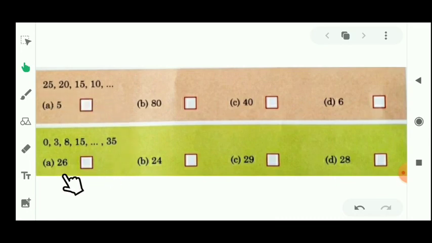Let's see the next question. 0 to 3, that means plus 3 is added. Then 3 to 8, that means plus 5 is added. Then 8 to 15, 7 is added. If we observe this pattern, here is 3 added, then 5 added, then 7 added. That means these are the odd numbers, but odd numbers are in the sequential order. 3, 5, 7. That means the next number will be 9. If we add 15 plus 9, that means which number will become 24. So correct option is B option.